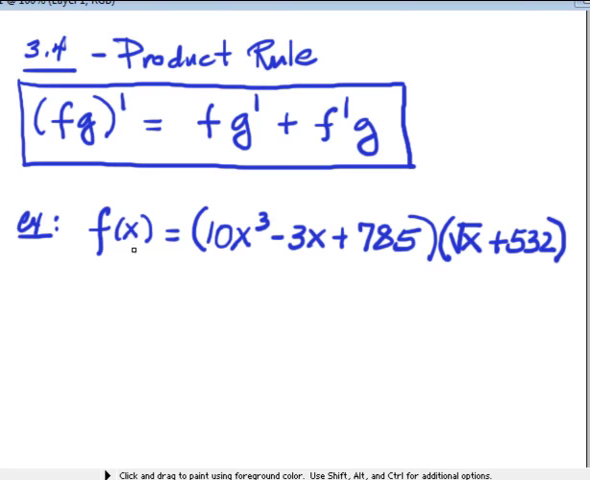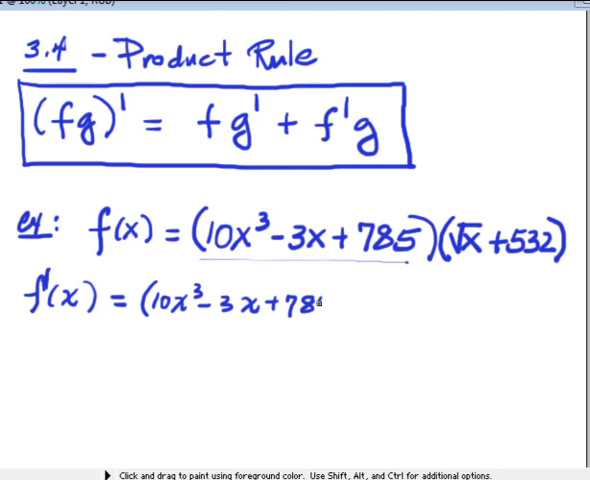All right, in this example, we call the function f of x. So we're not really going to think of this as f and this as g. We'll just think of this as the first function and this the second one. All right, so let's find f prime of x. So we're going to do the first function times the derivative of the second function.